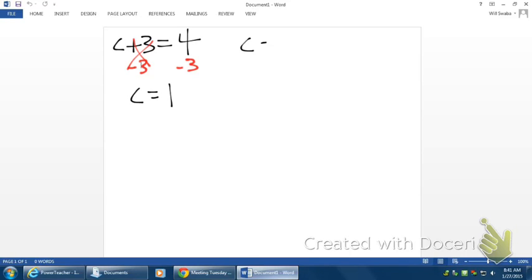What you do to one side, you do to the other. Let's say if I had c minus 3 equals 4. What would I do? I'd add 3 to both sides. That left side would cancel out, and this would become c is equal to 7. Basic stuff.